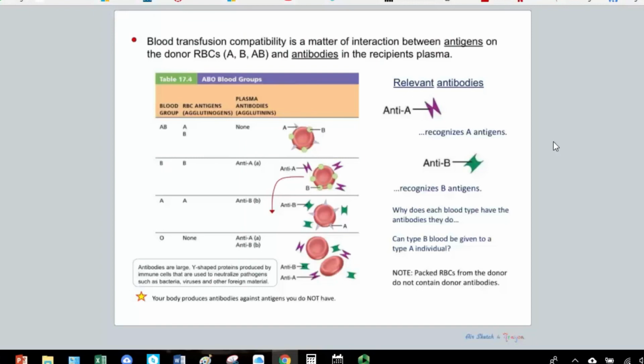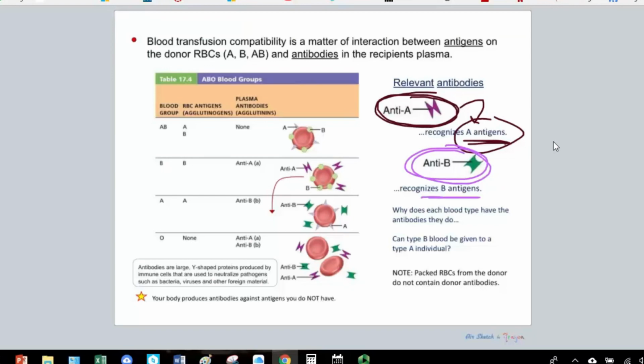And the relevant antibodies that we need to consider, there's two of them. One is called anti-A antibody. And guess what anti-A antibody does? It recognizes A antigens. A antigens are foreign to them and it recognizes them. We also have anti-B antibodies, and anti-B antibodies recognize B antigens.